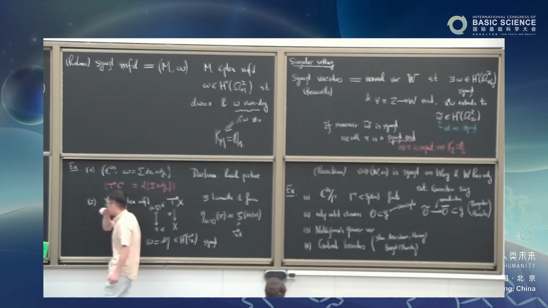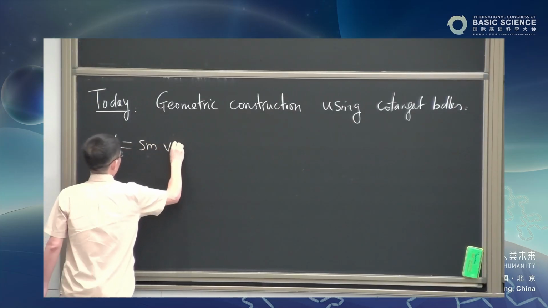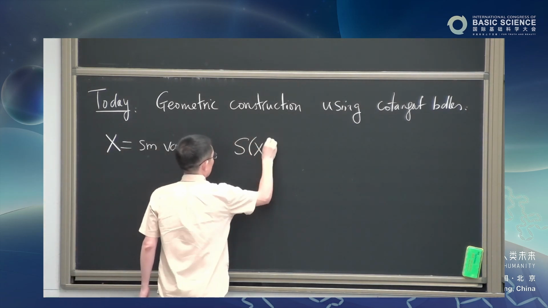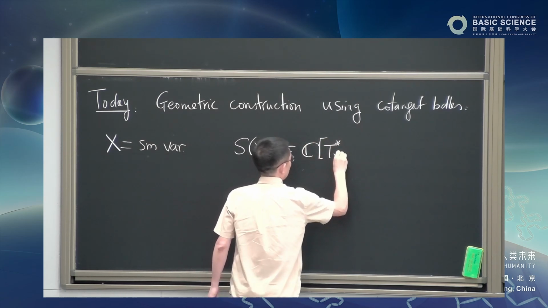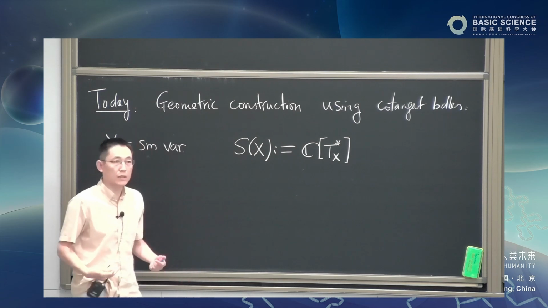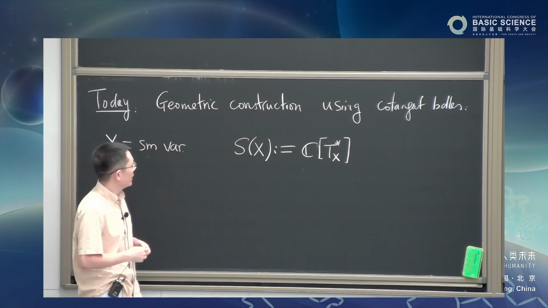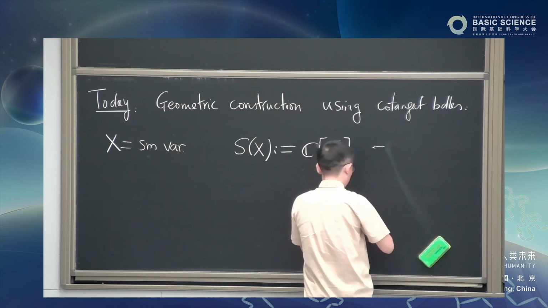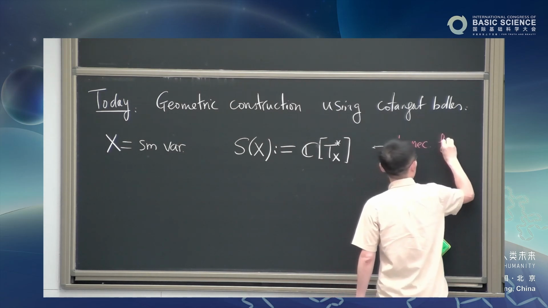So what I'm going to take is the following. I take X a smooth variety, and then I consider the algebra of symmetric tensors. This is defined just by the global regular functions on the cotangent bundle. So this is just the ring of regular functions on the cotangent bundle of X. This is quite a mysterious algebra, and it is not necessarily finitely generated.